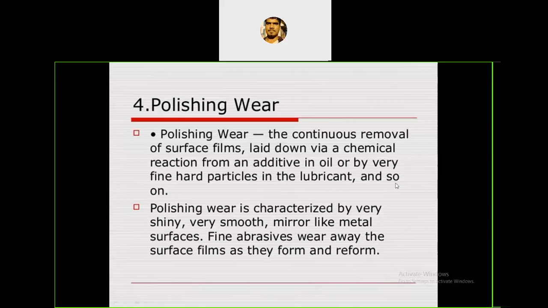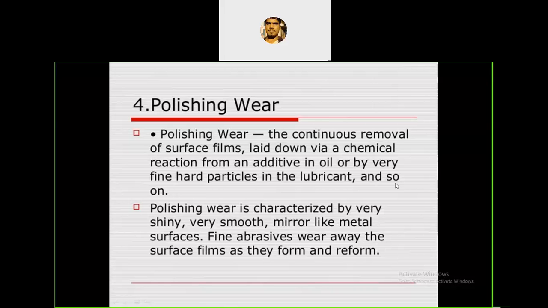Clear? And polishing wear is characterized by a very shiny surface. Where have you seen this? In your brake liners, in your clutch, which continuously wear off, and if you see the surface, it's very shiny. It's the best example for polishing type of wear. There is wear taking place, but the surface is very shiny.